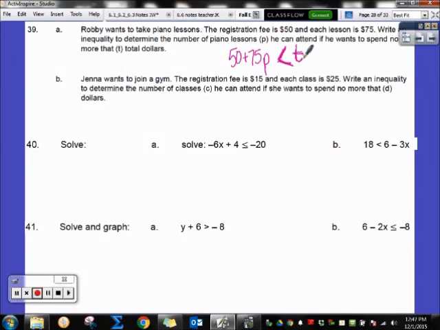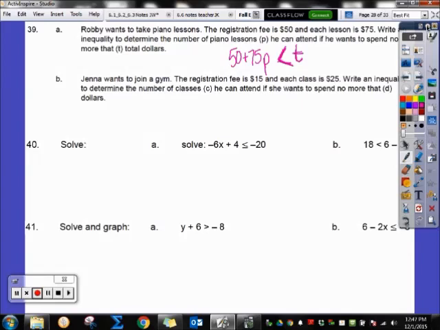Then same thing for the second one. Jenna wants to join a gym. Registration fee is $15 and each class is $25. Write an inequality to determine the number of classes C she can take if she wants to spend no more than D dollars. So same thing, no more than D dollars. So the registration is $15 plus $25 for every class, and that has to be less than the total amount that she wants to spend.